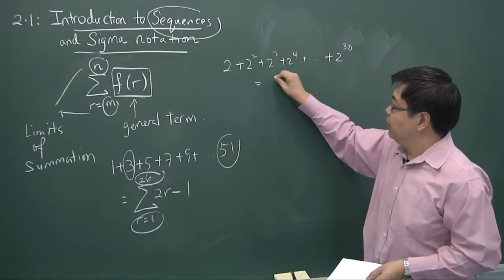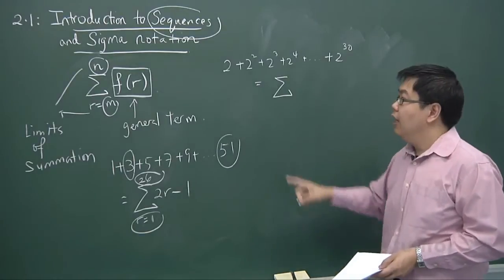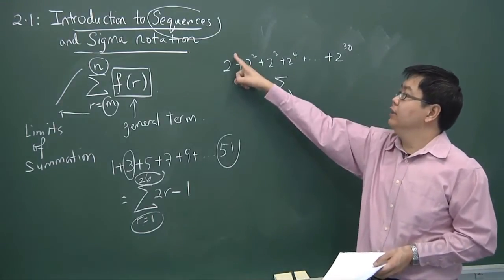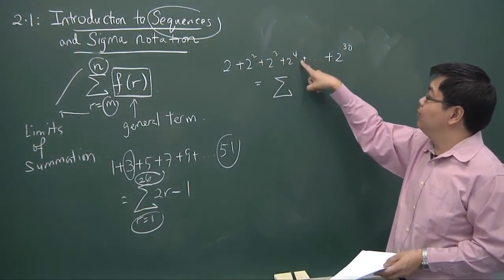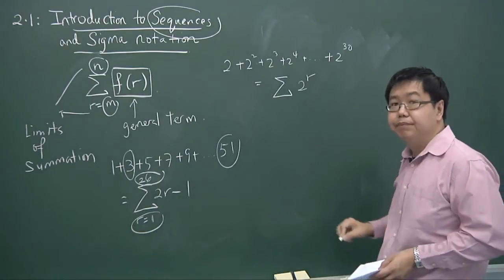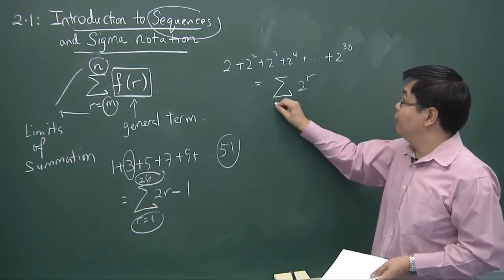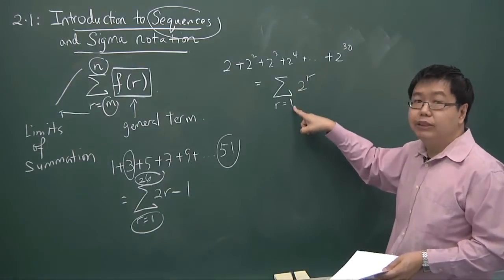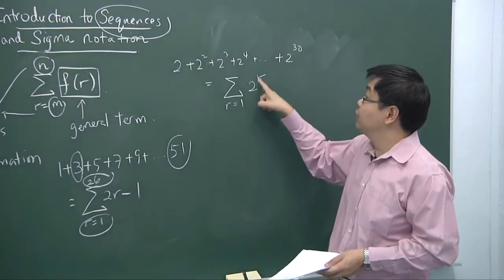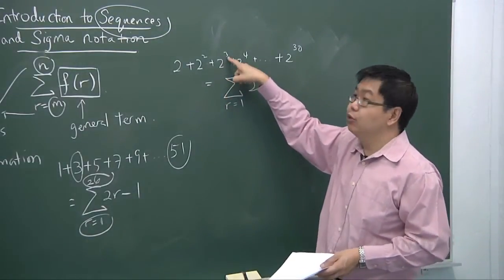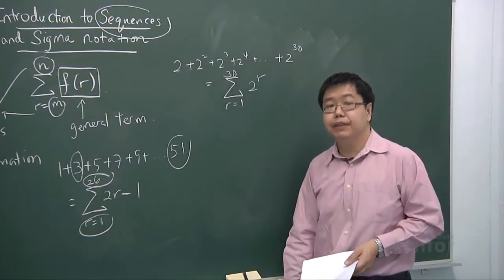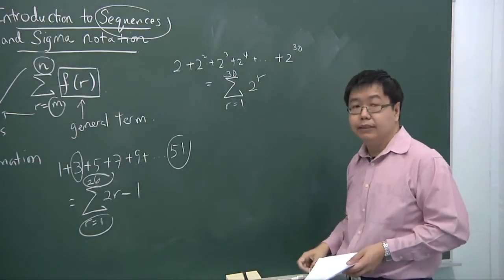To sum them up, we can write a sigma notation here again. And then we ask ourselves, what is the general term of this sum? You have 2 to the power 1, 2 to the power 2, 2 to the power 3, 2 to the power 4, all the way until 2 to the power 30. So therefore, the general term will be 2 to the power r. And how does r vary? r will vary from r equals 1, because when you substitute r equals 1 into this general term, you get 2 to the power 1. You put r equals 2, you get 2 squared. You put r equals 3, you get 2 cubed. All the way until r equals 30, that will give me 2 to the power 30.